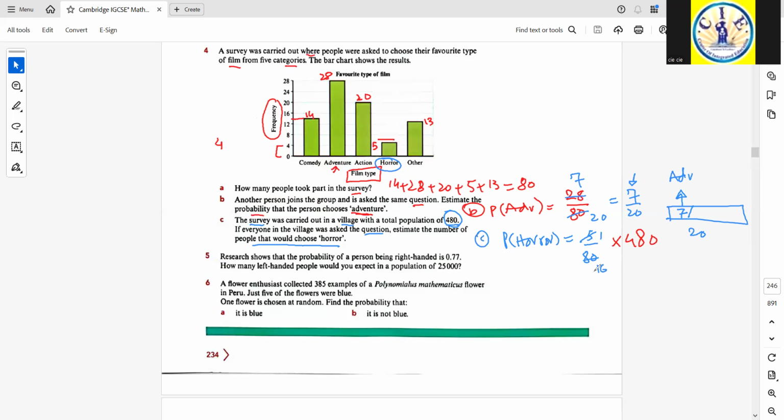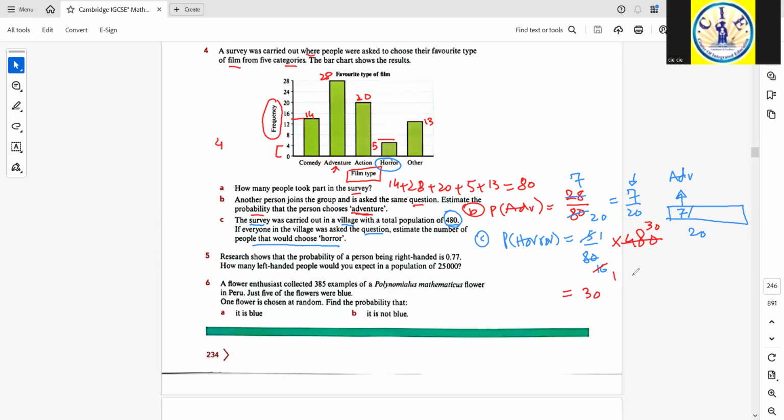So now I can simplify it. 480 divided by 16. So 16 ones are 16 and 16 30s are 480. So the answer is going to be 30, or you can say that 30 people out of total 480 would be expected to say that horror film is their favorite type.